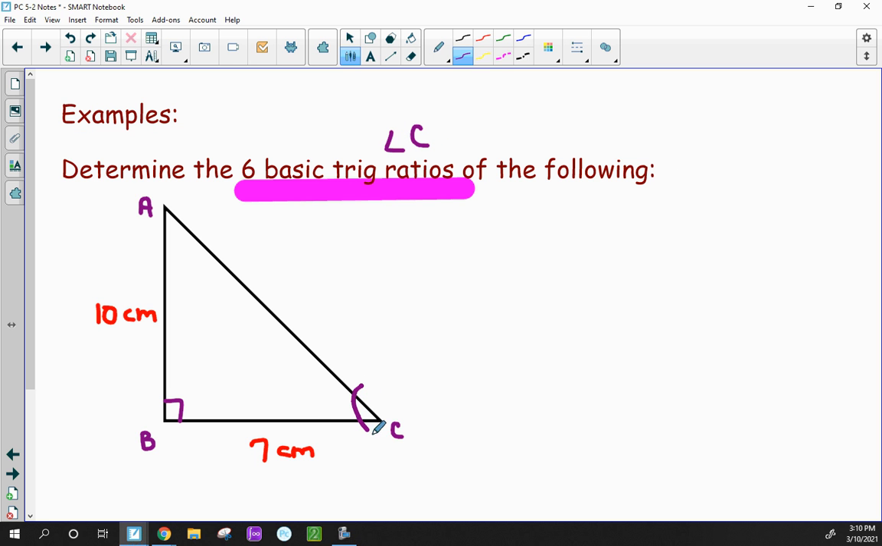So if this is the angle we're focused on right now, from this perspective, if you're here, the hypotenuse is across from the right angle. So we'll go ahead and fill that in. Okay, from angle C, this side would be the opposite. And this side would be the adjacent.